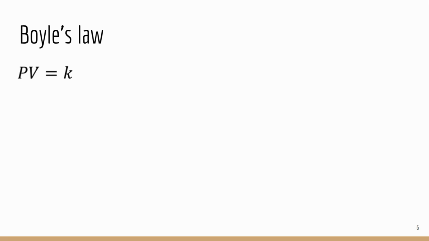So this is Boyle's law. Pressure times volume is equal to an arbitrary constant. I could call it K, but it doesn't really matter what I call it. This is an inverse relationship. If I increase pressure, I'm going to decrease volume, though normally we think of it as being the other way around.